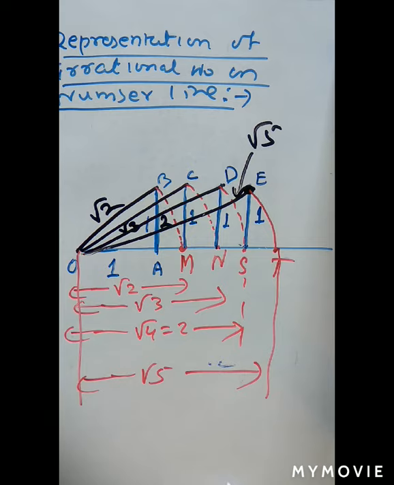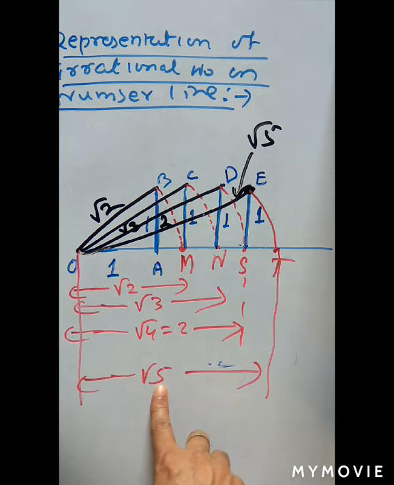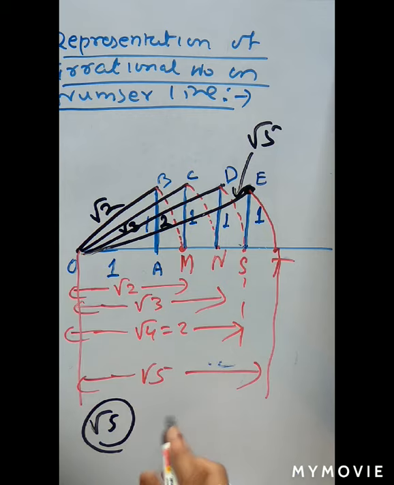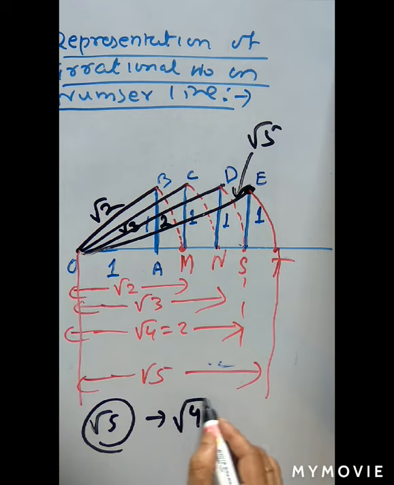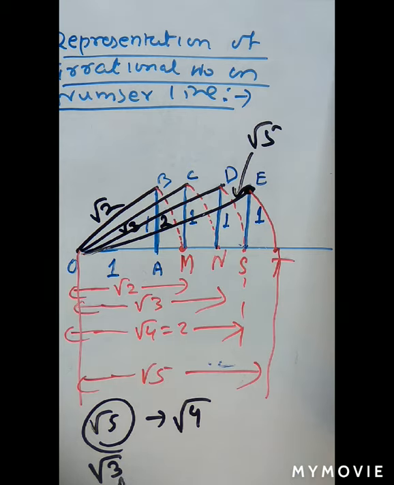Is it clear? Then the question comes, how will you find root 5? Root 5 can be represented on the number line if we are able to find the value of root 4. Similarly, I want to represent root 3 on the number line. To represent root 3, I have to first find what the value of root 2 is.